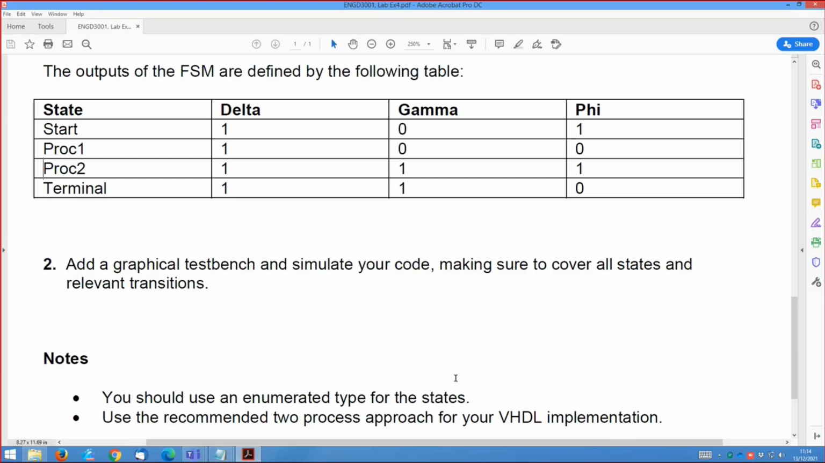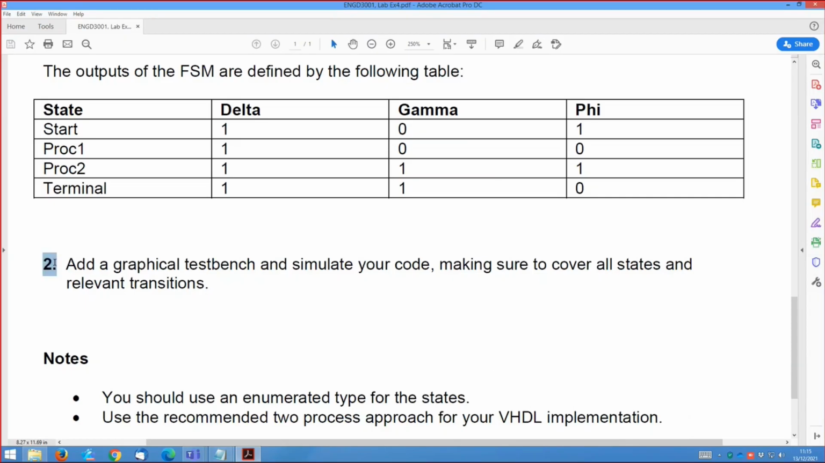And then the second process will be activated only by the current state. Whenever the first process changes the current state, the second will activate, and that will only set the outputs as detailed in this truth table. So that is logistically how we are meant to implement this finite state machine using the recommended two-process approach. So that's part one of today's lab, writing the VHDL code for the finite state machine using the recommended approach.